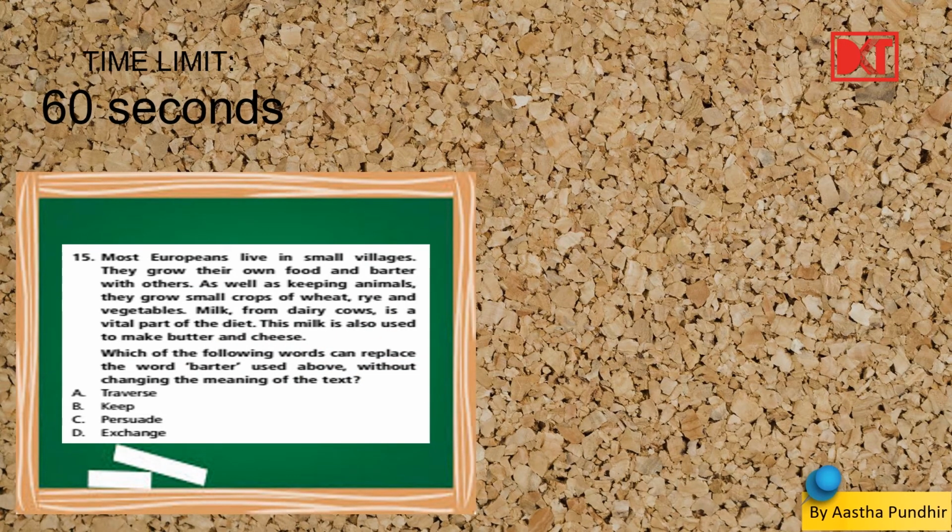Okay, here we have: most Europeans live in small villages. They grow their own food and barter with others. As well as keeping animals, they grow small crops of wheat, rye and vegetables. Milk from dairy cows is a vital part of the diet. This milk is also used to make butter and cheese. So which of the following words can replace the word barter used above without changing the meaning of the text? Traverse, keep, persuade or exchange.